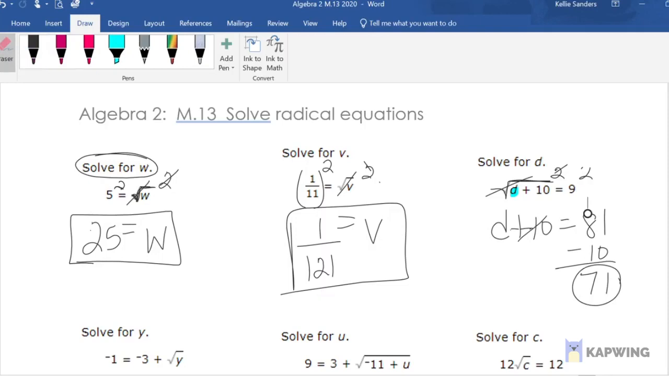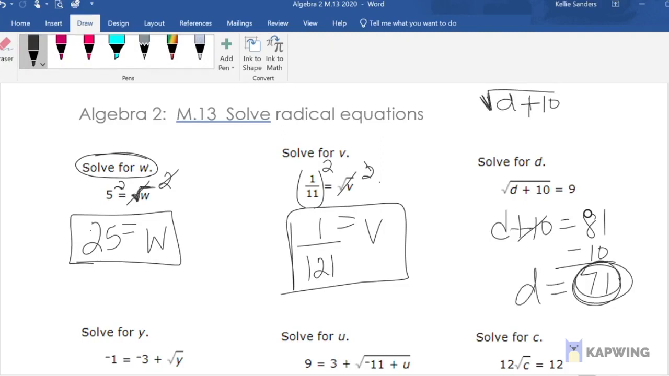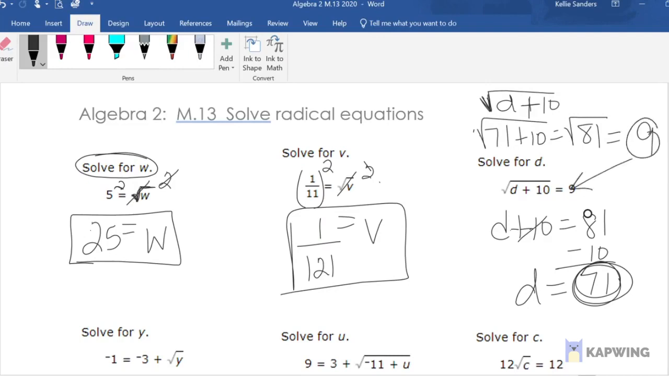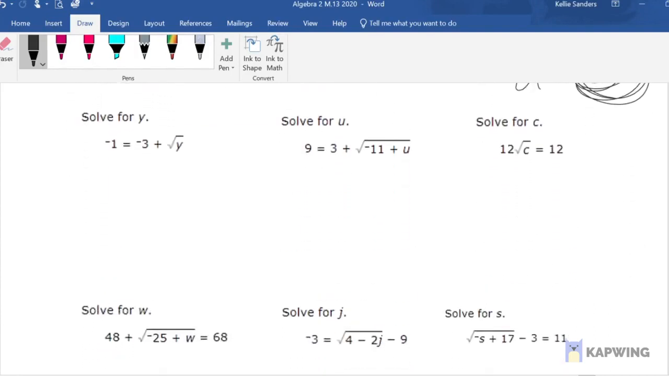Now let me show you what happens. If I just gave you square root of D plus 10 equals 9, and I said D is 71. If you put 71 in for D, and you had the plus 10 still there, what's 71 plus 10? 81. What's the square root of 81? 9. What's that right there? 9. So I was able to check it to make sure that I got the right answer. Now the answer is 71. I shouldn't have circled that 9. But that's how you would figure out if you got it right or wrong.